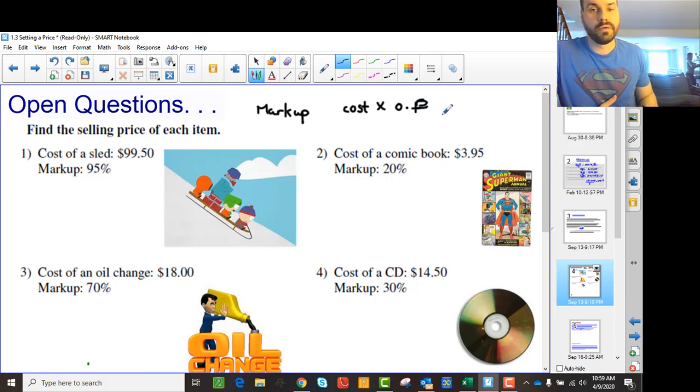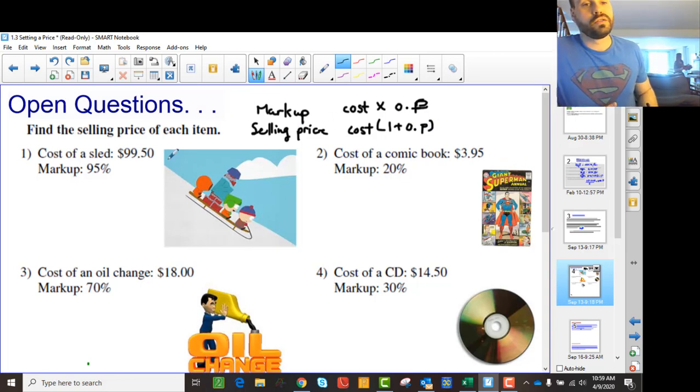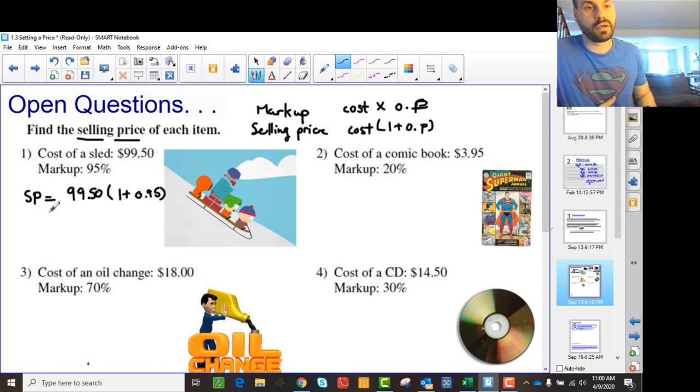We'll call it P. If you want to find the selling price, in other words, what you're going to sell it for to somebody else, you're going to take the cost and multiply it by 1 plus 0 point P. In other words, the percentage as a decimal, okay? So in this instance, it asked me to find the selling price. So I'm going to take the cost. I'm going to call the selling price SP just for an abbreviation. I'm going to take the cost, which is $99.50, and I'm going to multiply it by 1 plus 0.95. Okay, so that is $99.50 times 1.95.